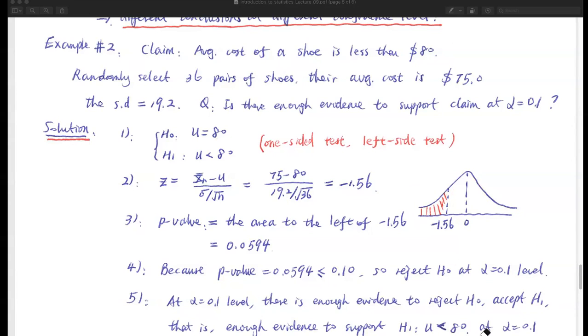Any questions? Am I going too fast? I want to double check my speed here.